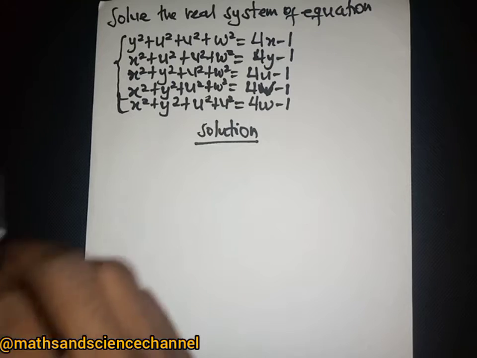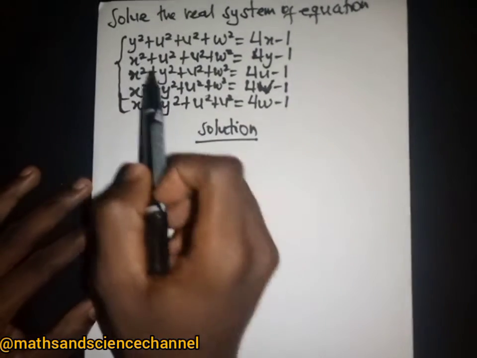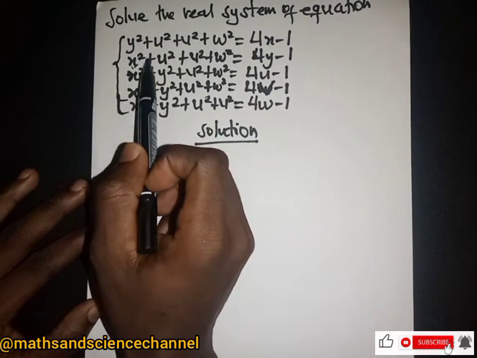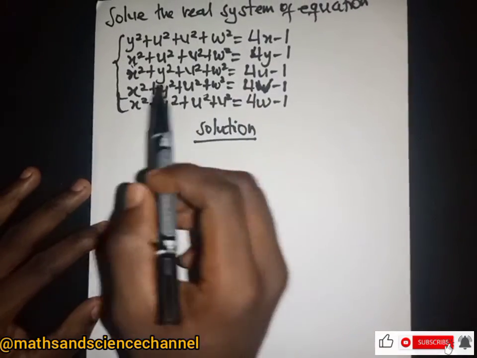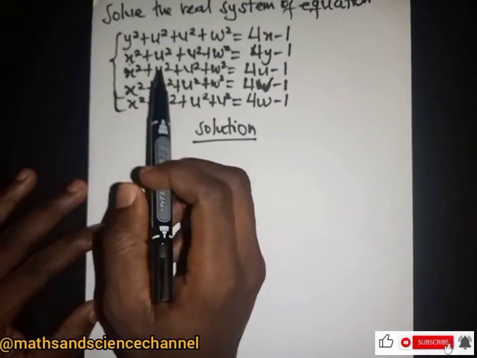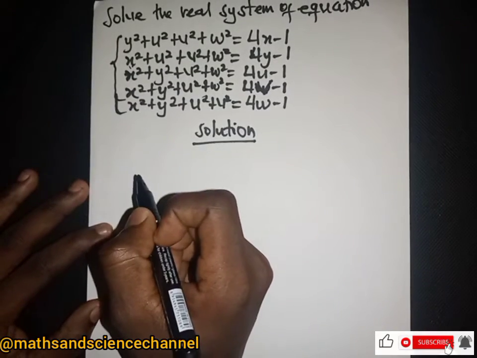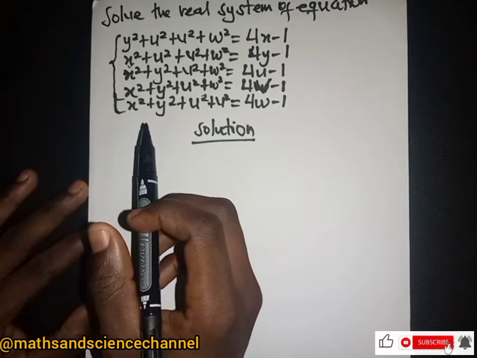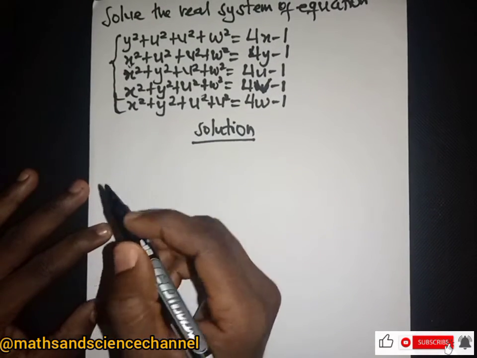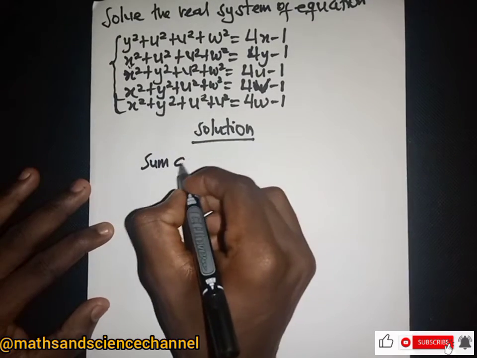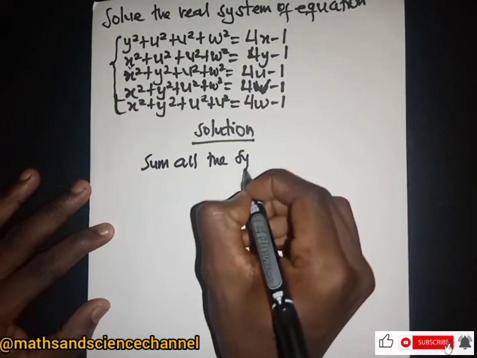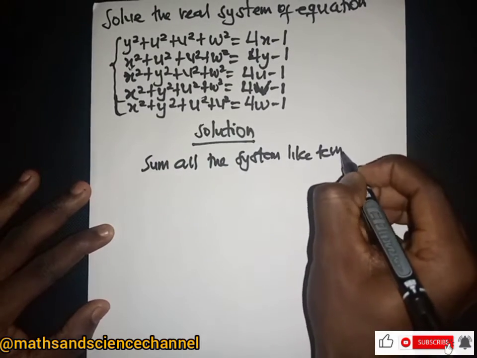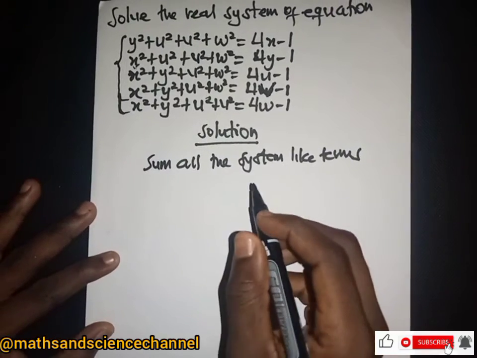So you realize that we have x squared, x squared, x squared, x squared, y squared over there. But in each one of them, you can see that one variable is not available. So we have 1, 2, 3, 4 for x squared. So what we're going to do is to sum all the system of equations, summing the like terms in each of the equations.